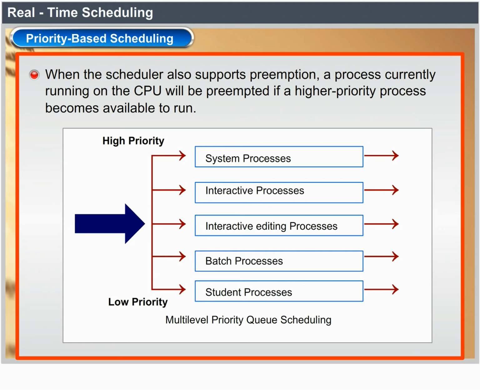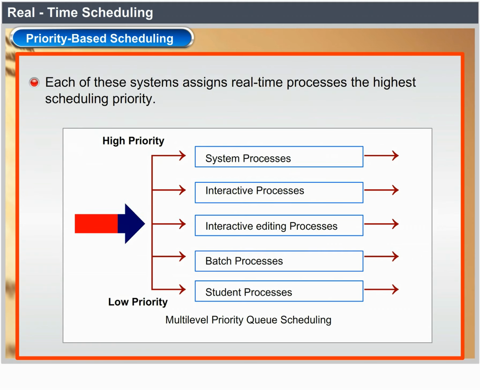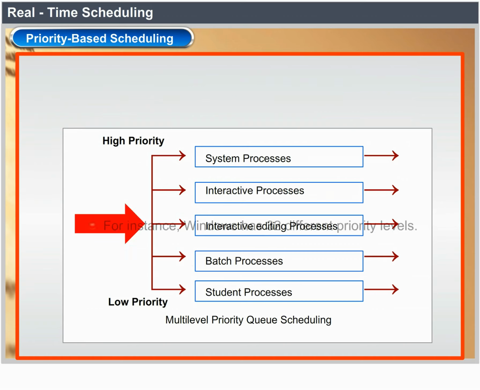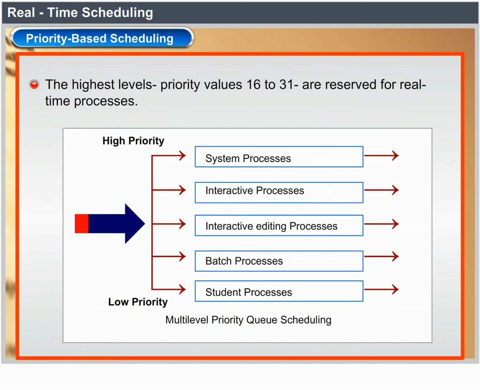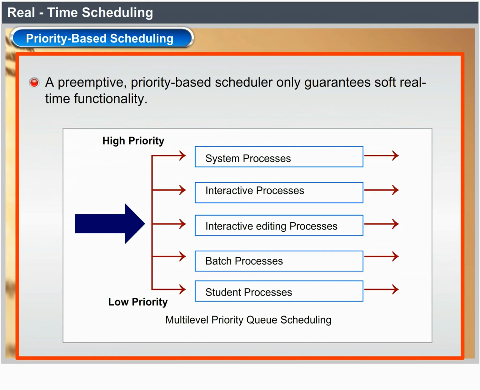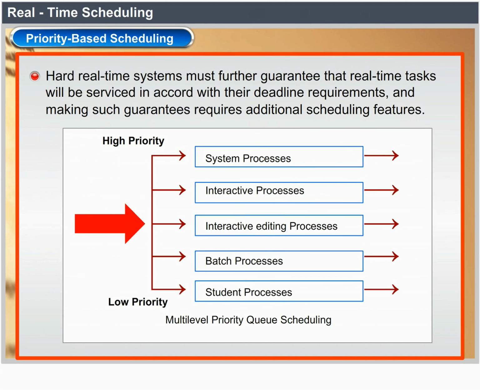Each of these systems assigns real-time processes the highest scheduling priority. For example, Windows has 32 different priority levels. The highest levels, priority values 16 to 31, are reserved for real-time processes. Solaris and Linux have similar prioritization schemes. A preemptive priority-based scheduler only guarantees soft real-time functionality. Hard real-time systems must further guarantee that real-time tasks will be serviced in accord with their deadline requirements, and making such guarantees requires additional scheduling features.